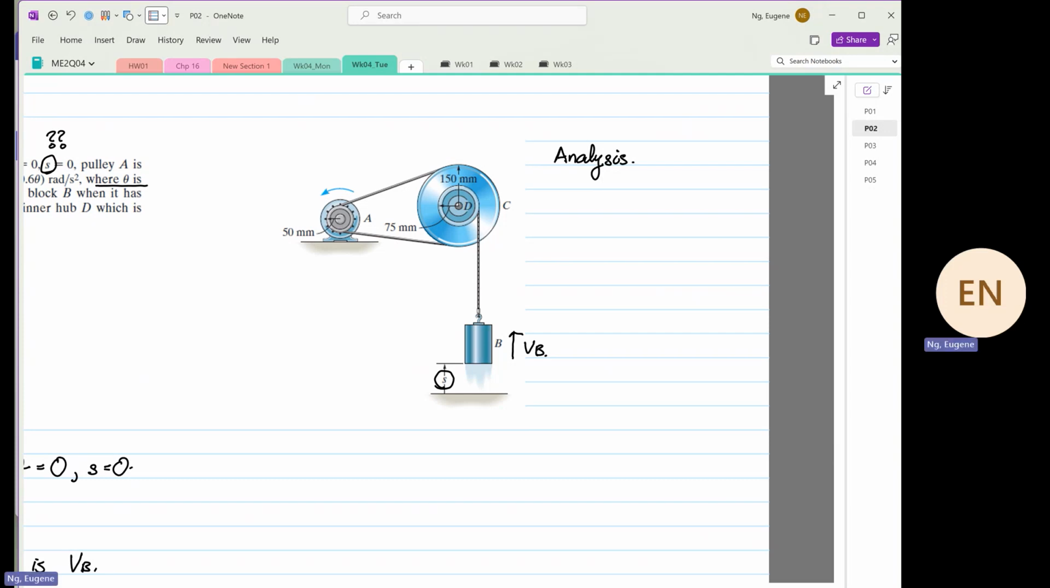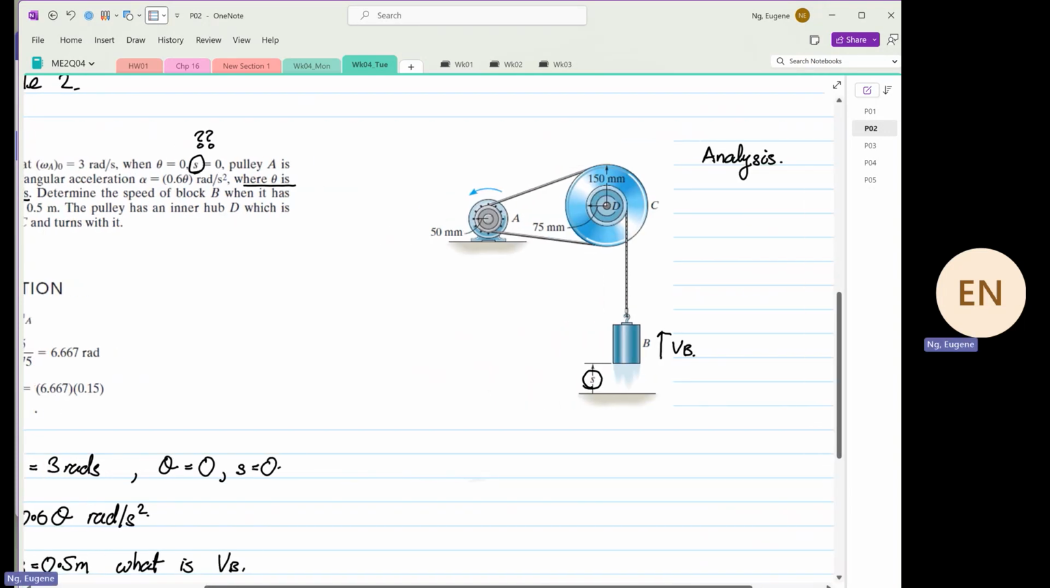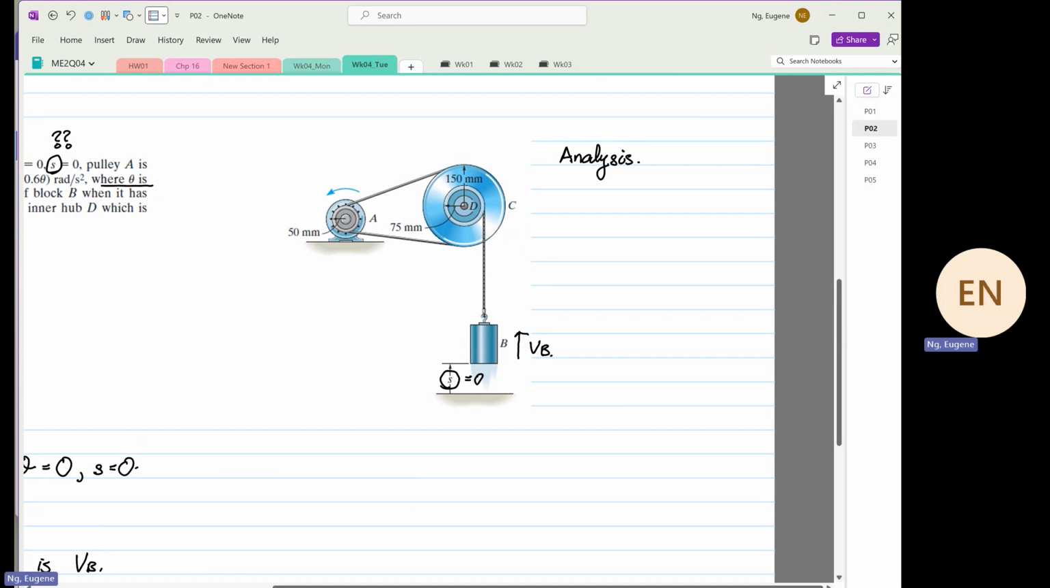So we know, right? We somehow, the control is S, we know, has to be equal to 0.5 meters. Right? We know we have to determine the velocity VB when S is equal to 0.5. Okay, so we are going to find VB when S is equal to 0.5 meters. Right? So we see what is given.